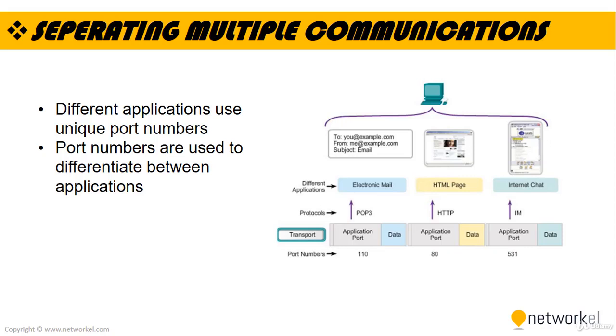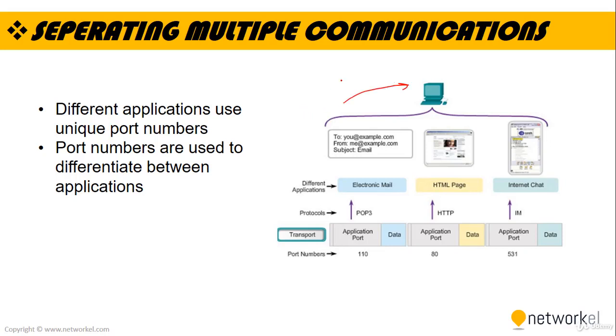So, in computer networking, port numbers are part of addressing information used to identify the senders and receivers of messages. Port numbers allow different applications on the same computer to share network resources simultaneously.